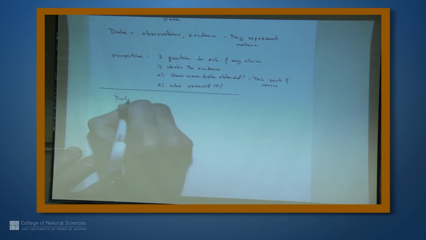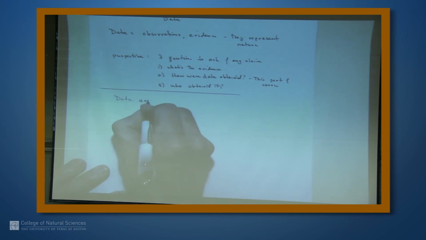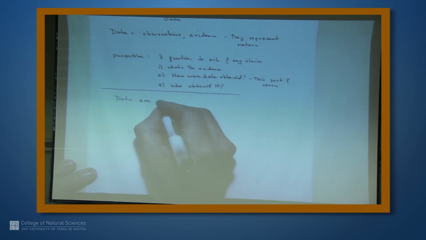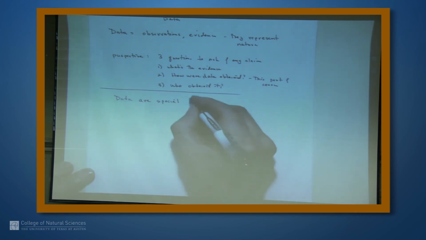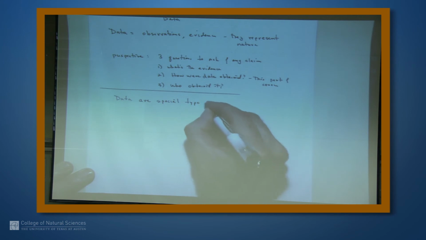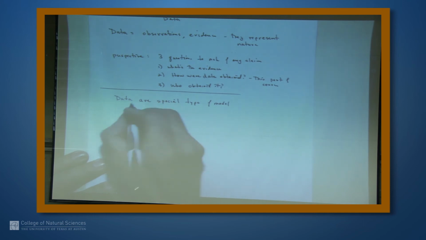So, a big part of what we're going to talk about has to do with the following point. It'll be obvious. I'm writing it down mostly to kill time. Data are a special type of model. We know that all models are false. When we talk about data, that means something special. So I'll write this down.